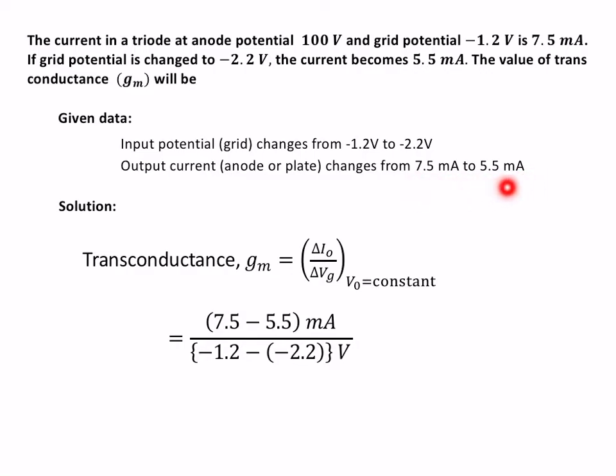Thus this is the output and this is the input. So 7.5 minus 5.5 whole milliampere, divided by minus 1.2 minus of minus 2.2. This is the final and this is initial. On simplification we get transconductance Gm is equal to 2 millimho, that is ohm inverse. So this is one of the problems in transconductance. Please remember this formula is very important. Many exams ask transconductance, and many books leave it out, so please note this formula.